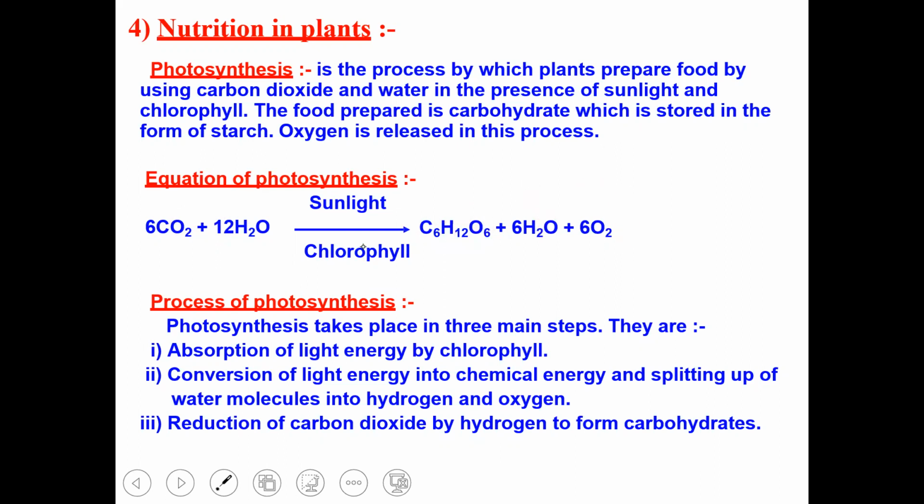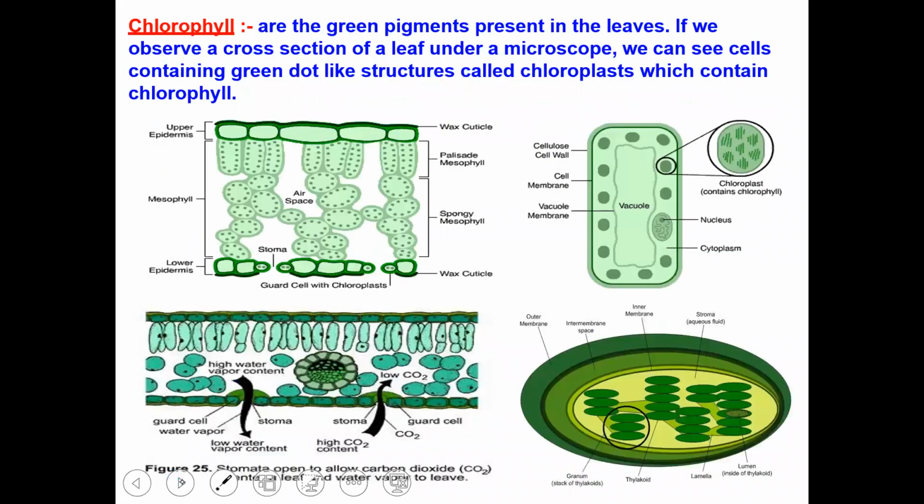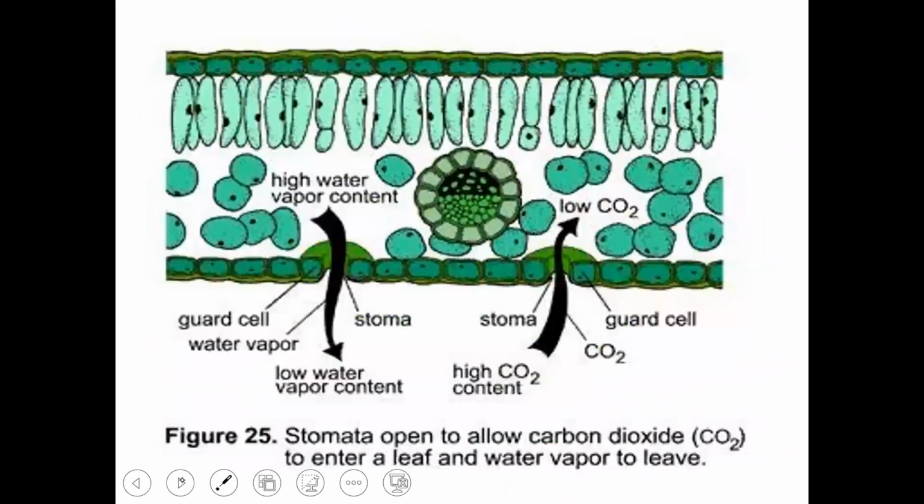So when we see the process of photosynthesis: absorption of light energy by chlorophyll, conversion to chemical energy, splitting of the water molecule, and reduction of carbon dioxide to form carbohydrates. All these processes occur in photosynthesis. We discussed all this in the last session.